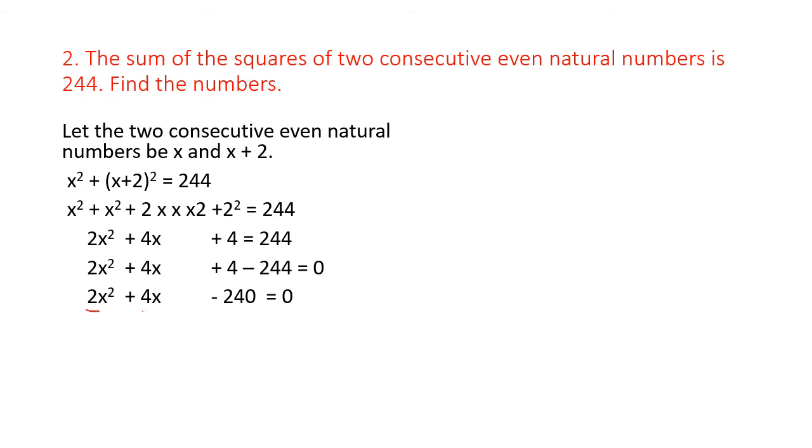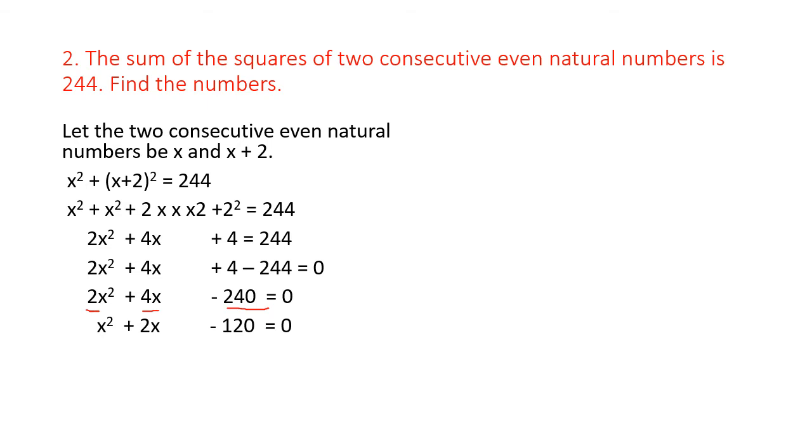There are certain numbers, 2, 4 and 240, which are divisible by 2. Whenever you can reduce this equation, we should do that. So I can see that 2, 4 and 240 are divisible by 2, so I'm going to divide all these numbers by 2 and that will give me this.